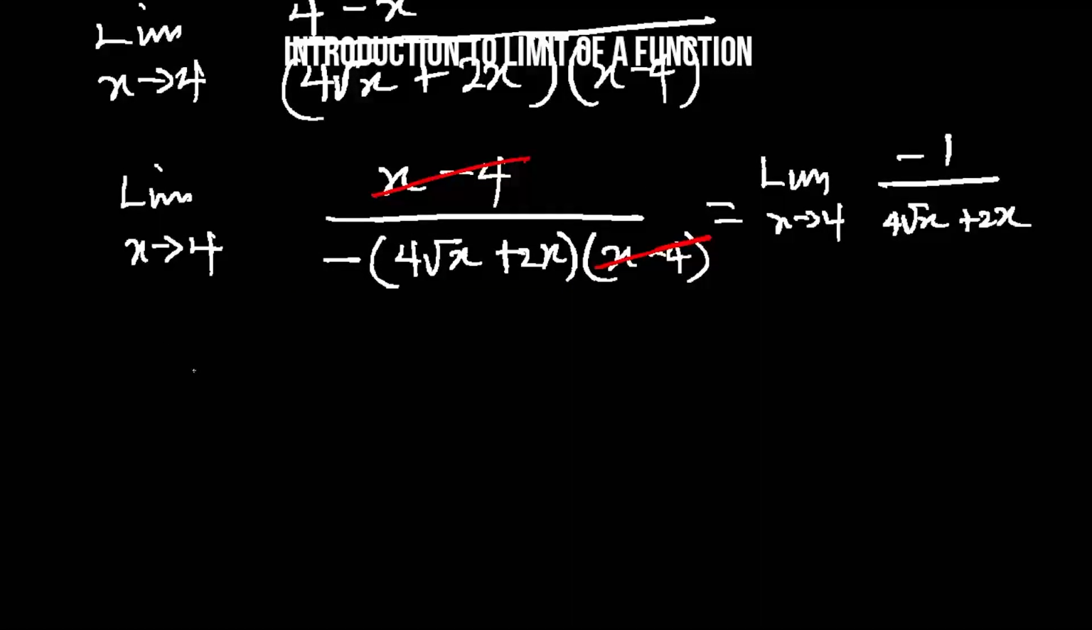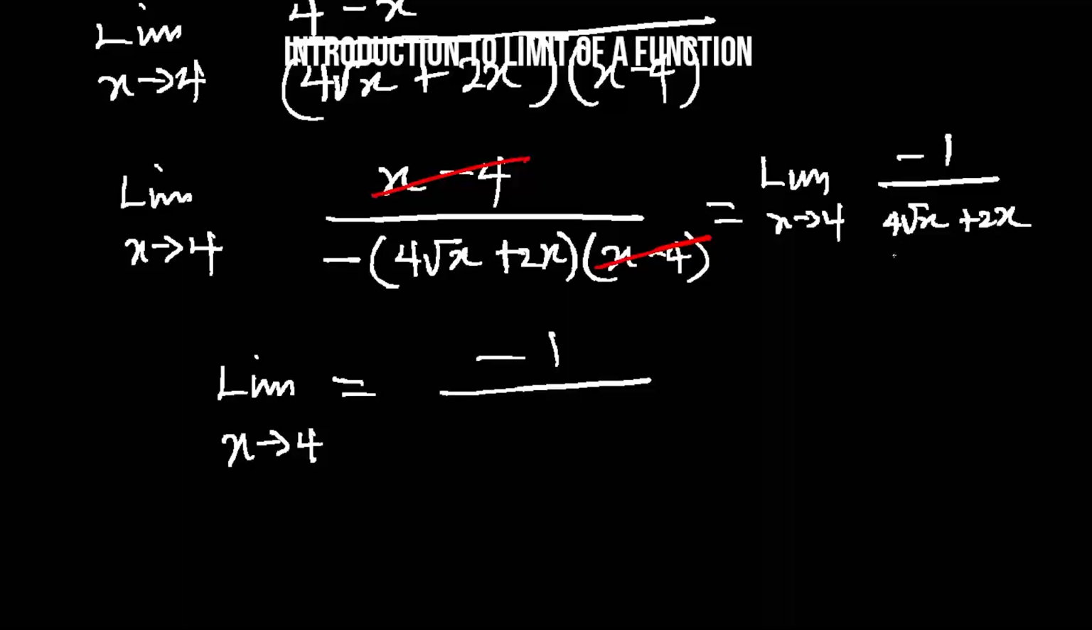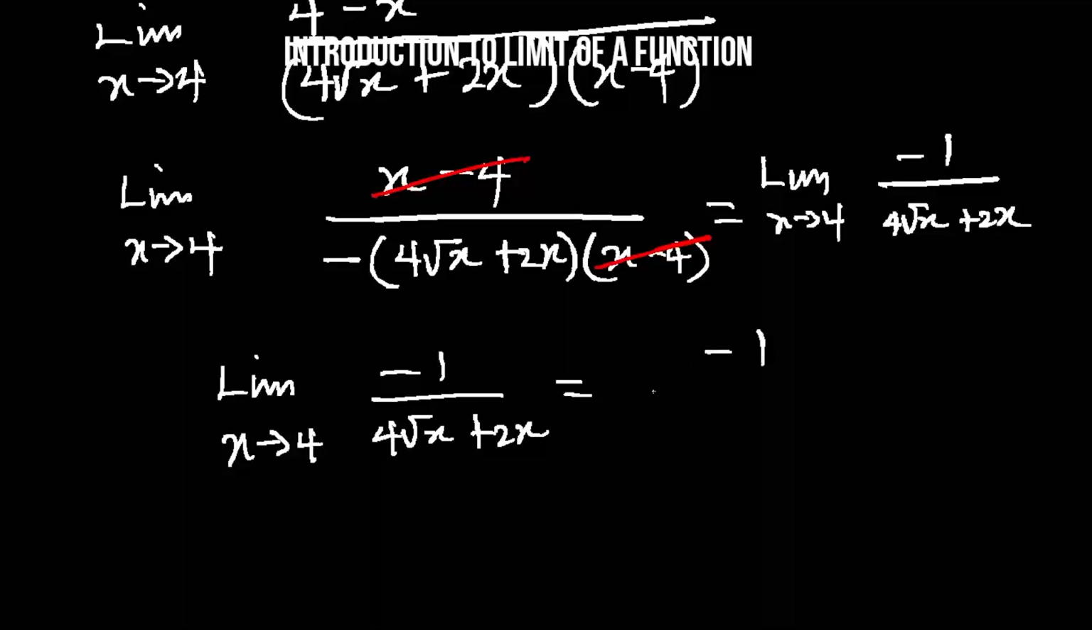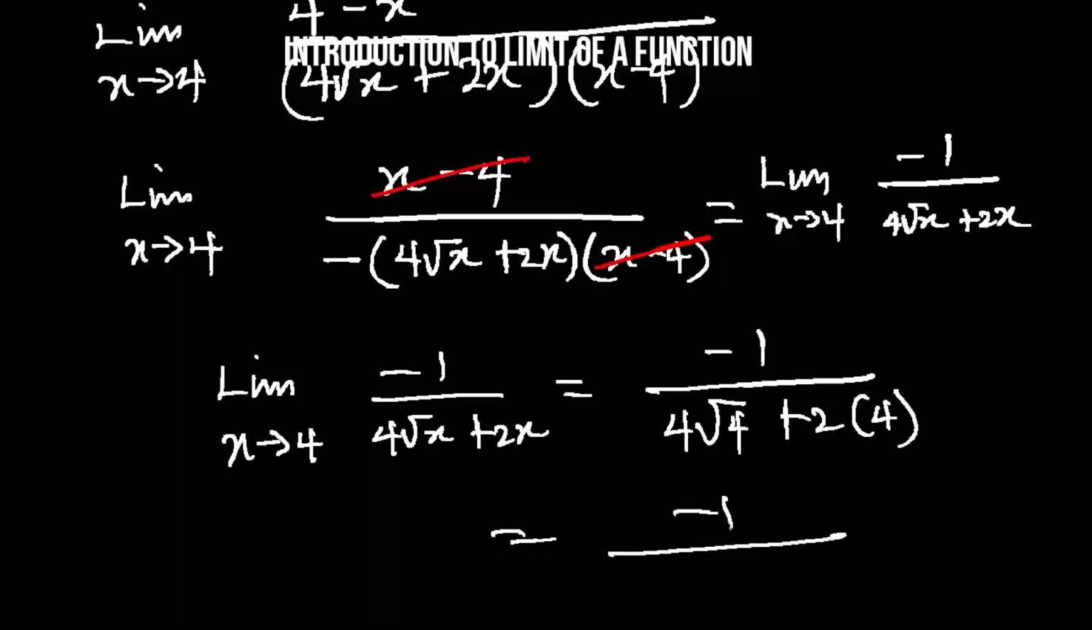So I'm going to have that the limit as x tends to 4 of negative 1 divided by 4 root x plus 2x is equal to negative 1 divided by 4 root 4 plus 2 into 4. And that will give us negative 1 divided by root 4 times root 4, that's going to give us 8, plus 2 times 4, that's also 8. Then our result is negative 1 over 16.